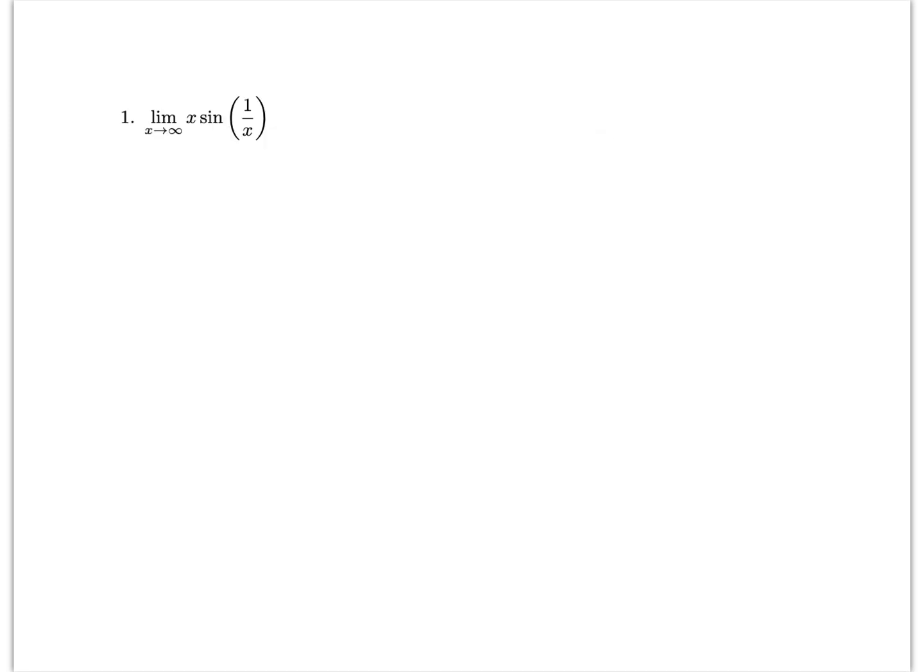The limit as x goes to infinity of x times the sine of 1 over x. So x is going to go to infinity, and 1 over x is going to go to 0. If the denominator is going to infinity, 1 over infinity goes to 0. So we're taking the sine of 0, which goes to 0.